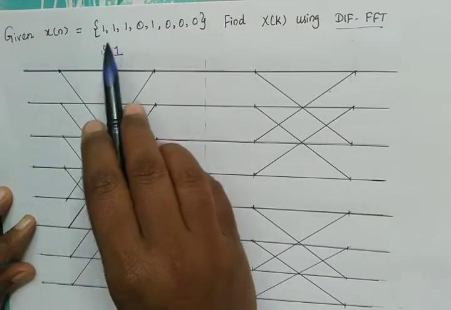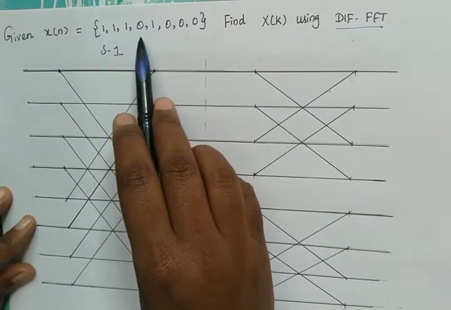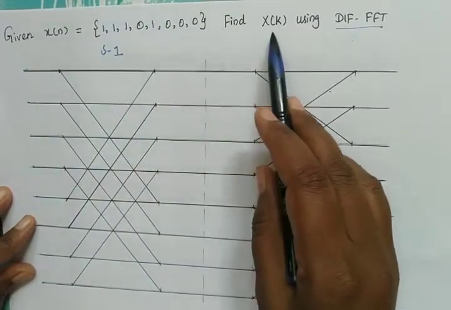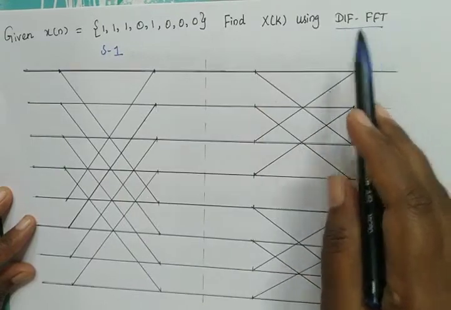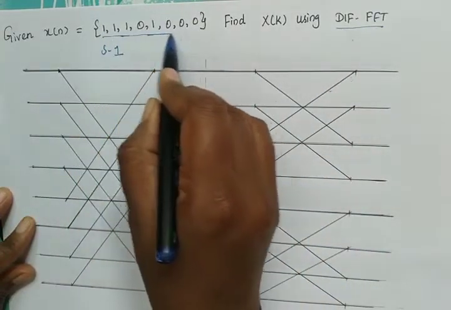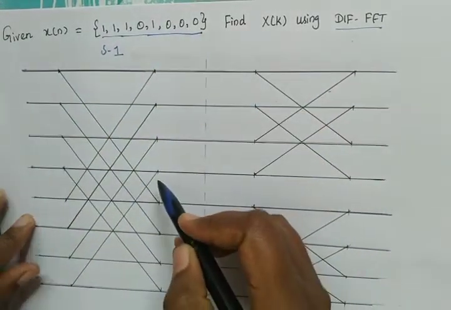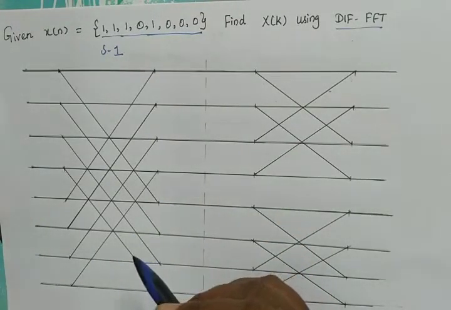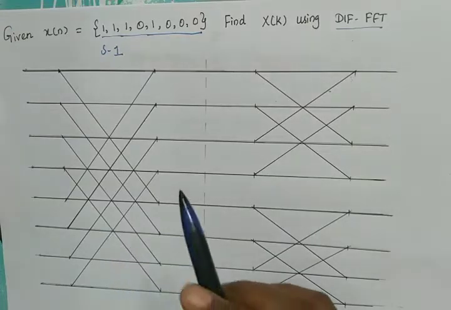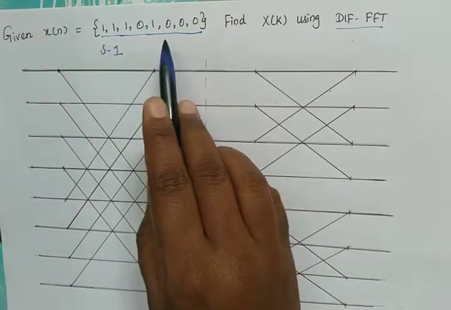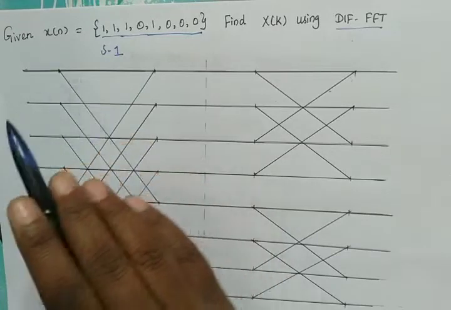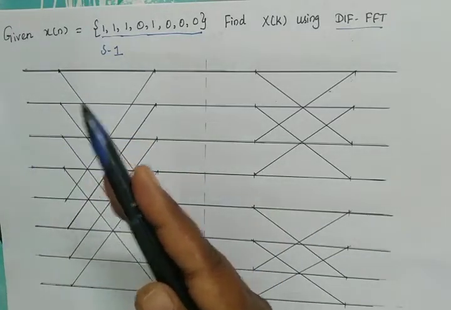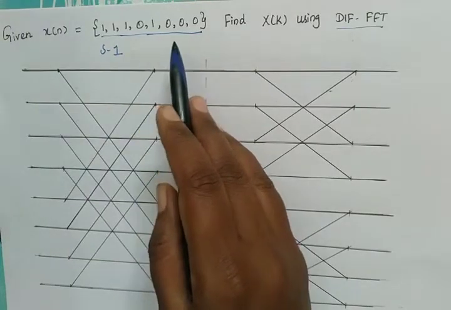Given x of n is equal to 1, 1, 1, 0, 1, 0, 0, 0. Now what we have to do? Find x of k using DIF FFT. Remember, we are taking the same sequence from the beginning when we started solving the DFT, that is discrete Fourier transform. We are taking this 8-point sequence from the beginning, for doing the DFT by direct method, then matrix method. For everything we are using the same sequence.